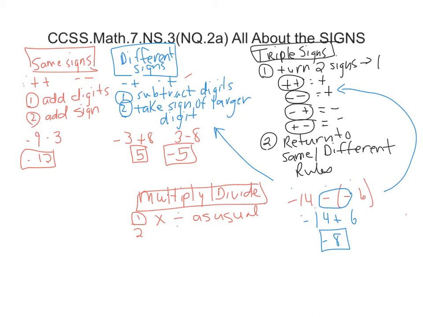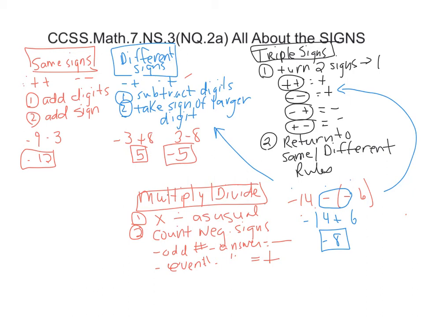And the last one is you either multiply or divide. For some reason I couldn't write it down, so I will now. Multiply or divide. You multiply and divide as usual. Don't worry about the signs. Number 2 is you count the negative signs. If it's an odd number, your answer will be negative. If it's an even number, your answer will be positive.